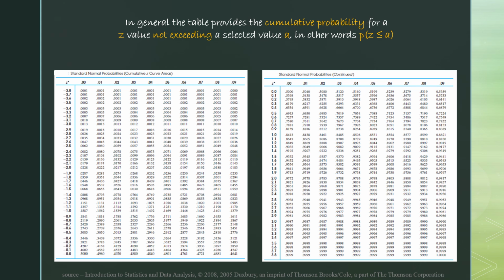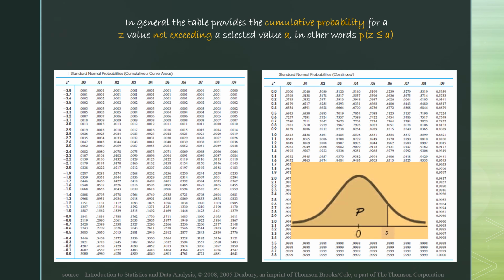In general, the table provides the cumulative probability for a z value not exceeding a selected value a. In other words, probability of z less than or equal to a. For example, if a equals 1.16, the cumulative probability of z less than or equal to 1.16 equals 0.8749. In other words, 87.49%.